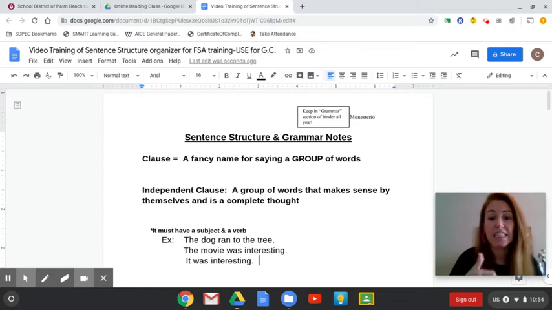Remember, pronouns like it, he, she, they, we, us, they replace the noun or the subject and they still can make sense. For example, I can say the desk is sturdy. That's a complete thought. Or I can say it is sturdy. That's still a complete thought because it replaces the noun, the desk, okay? It is a pronoun. Like I can say the dog ran to the tree, or if it's a male dog, I can say he ran to the tree. He ran to the tree is a complete thought. If I say it was interesting is a complete thought. Okay, so that's an independent clause.